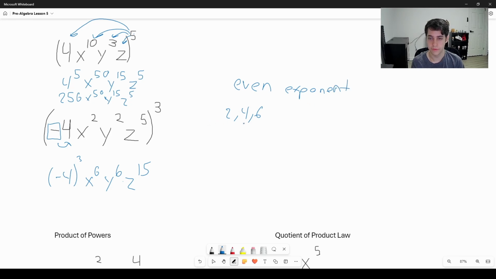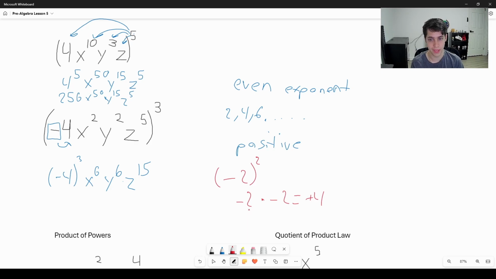No matter what the value is, we will get a positive answer. The reason for that goes back to the idea of what the exponent actually means. If we have even a negative number to an even power, what that means is we're multiplying negative 2 times negative 2. And if you remember, 2 negatives multiplied together is a positive value. So this ends up being a positive 4.